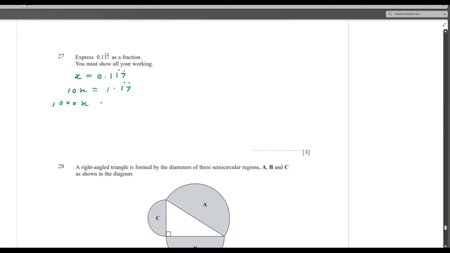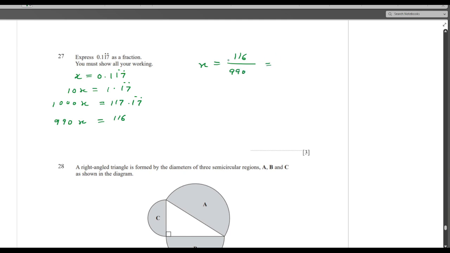So your 1000x will be equal to 117.17 repeating. Now when you subtract 10x from this 1000x, you will get 990x, and when you subtract here 117 minus 1 will give you 116. Now the repeating 0.17 parts will cancel, therefore your value of x is 116 divided by 990.